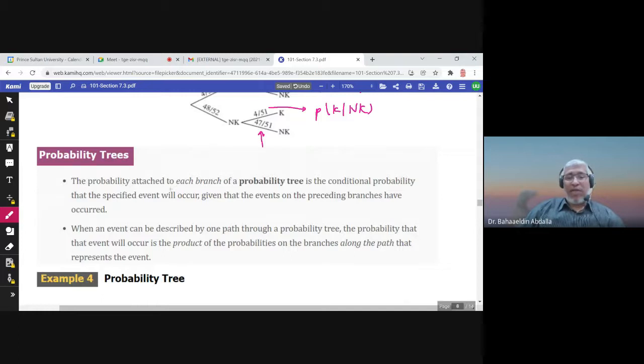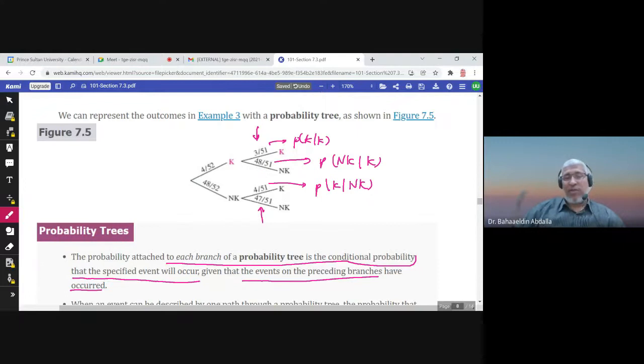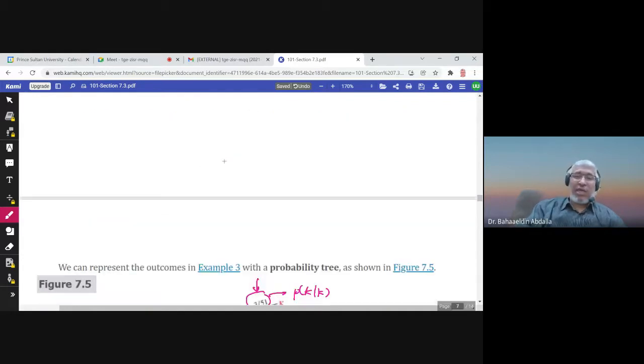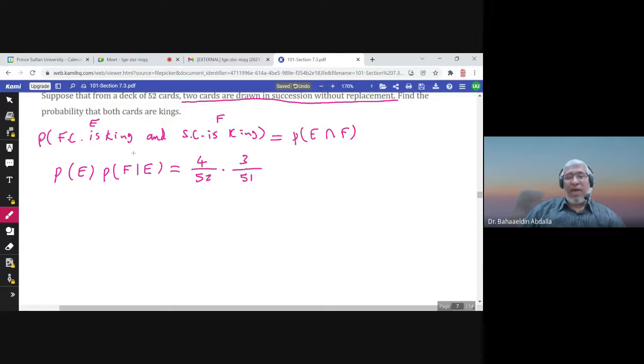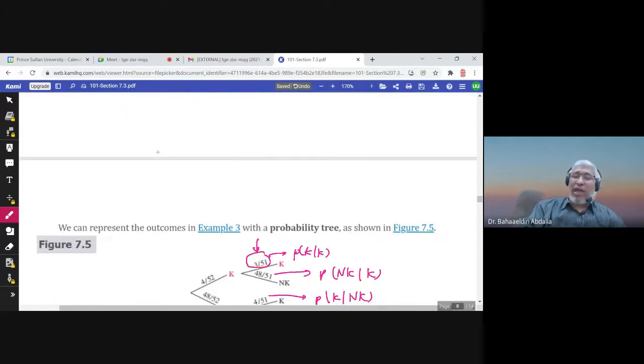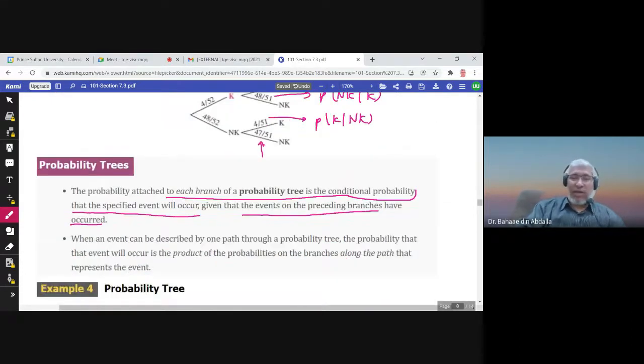The probability attached to each branch is the conditional probability that the specified event will occur given that the events on the preceding branches have occurred. So this is the probability that king in the second given that king in the first. So he was asking here about what? About "and". So how do you find "and" from a tree diagram like this?